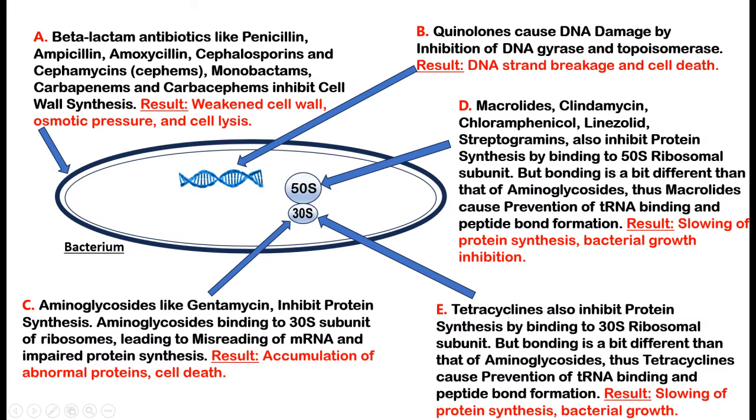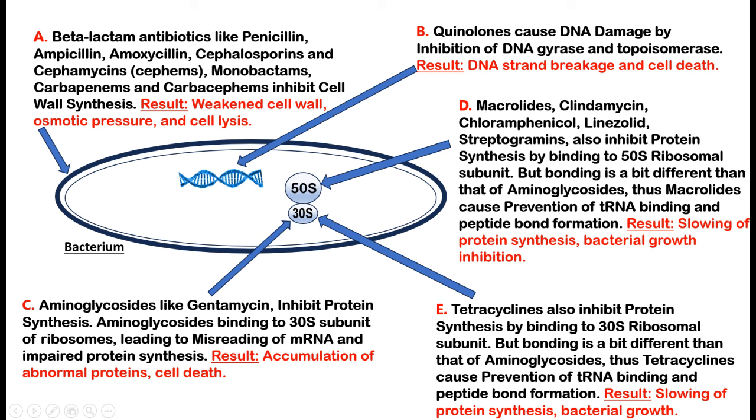Beta-lactam antibiotics like penicillin, ampicillin, amoxicillin, cephalosporins, and cefamycins, cephams, monobactams, carbapenems, and carbacephems inhibit cell wall synthesis. Result: weakened cell wall, osmotic pressure, and cell lysis. Quinolones cause DNA damage by inhibition of DNA gyrase and topoisomerase. Result: DNA strand breakage and cell death.